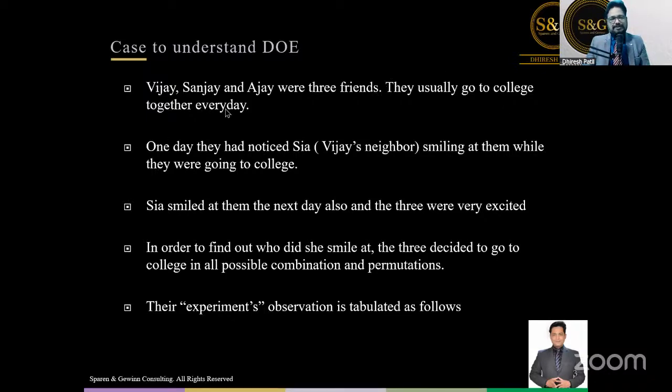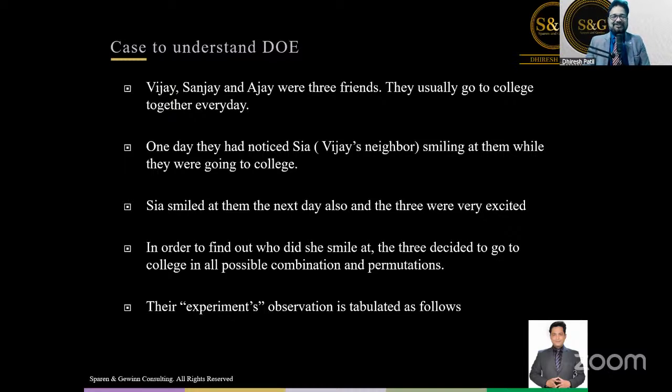There are three friends, Vijay, Sanjay, and Ajay. They go to college together every day. Understand this. One day they noticed that Sia, who is Vijay's neighbor, was smiling at them while they were going to college. Wow. That's a scenario, isn't it?